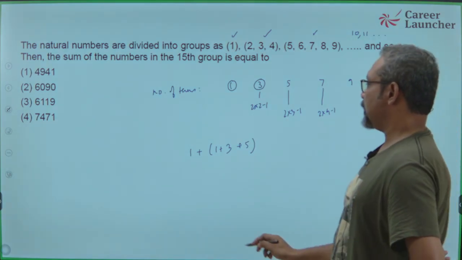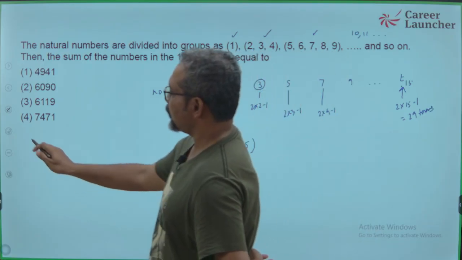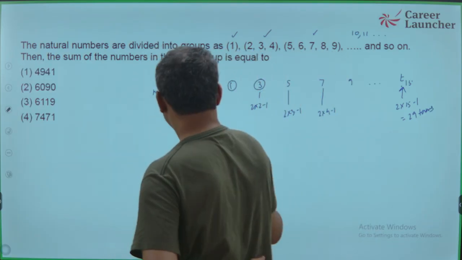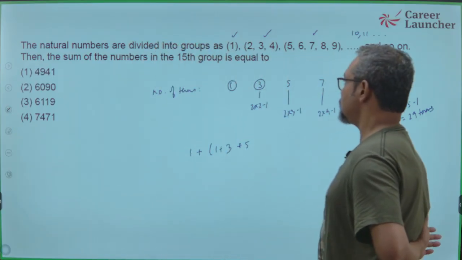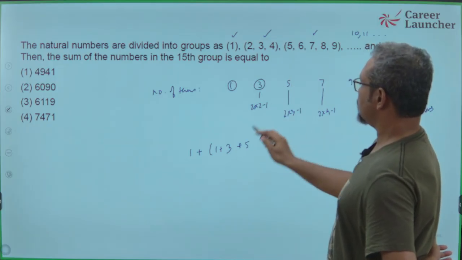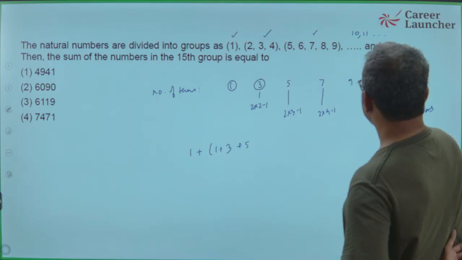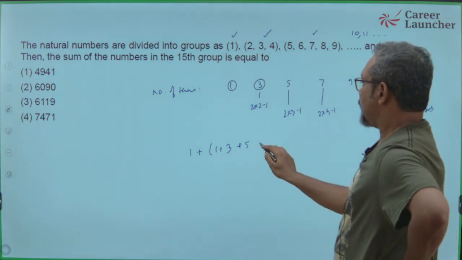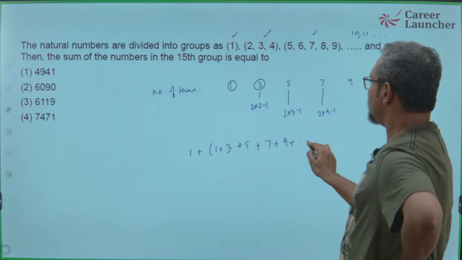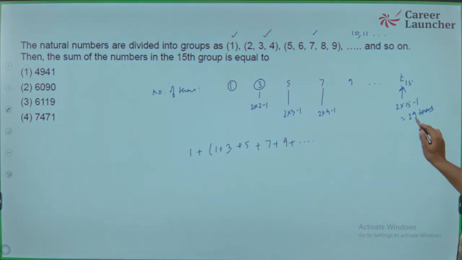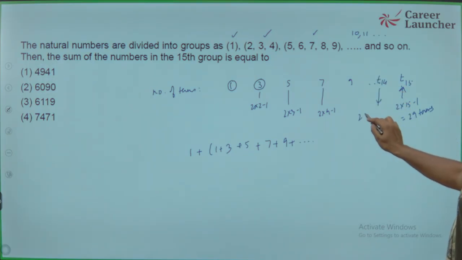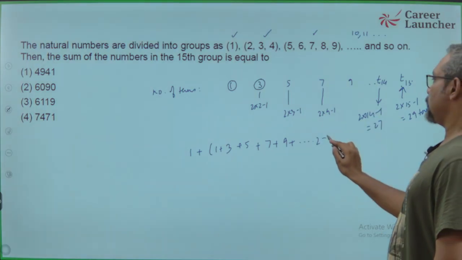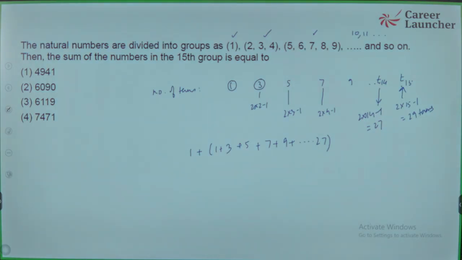So the 15th term, if I want to figure out that set, what will it start with? So 1 plus 3 plus, this is the first term. Remember this sequence that we did. So 5 plus 7 plus 9 and so on. And here we had 29 terms. T14, if you look, that would have 2 times 14 minus 1, 27 terms. So till 27 we have to add 1 to that. So that will be the starting number.